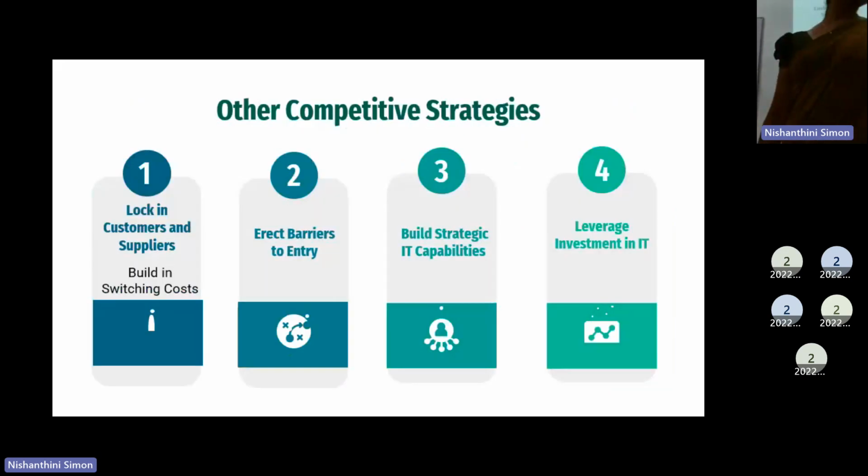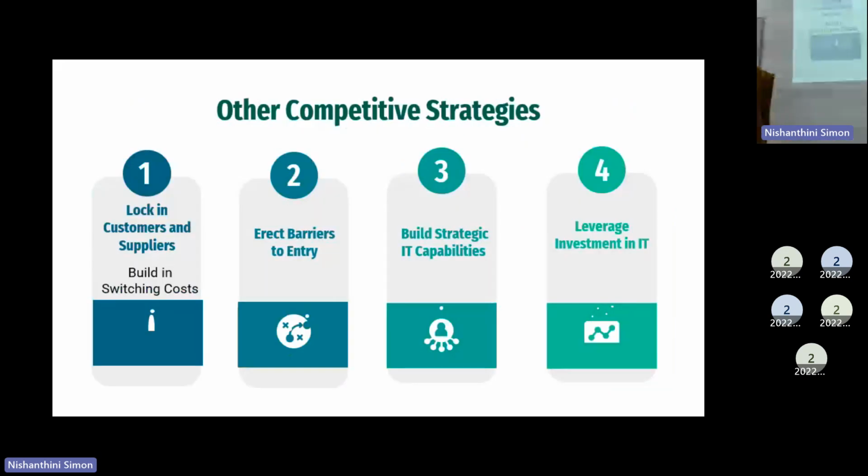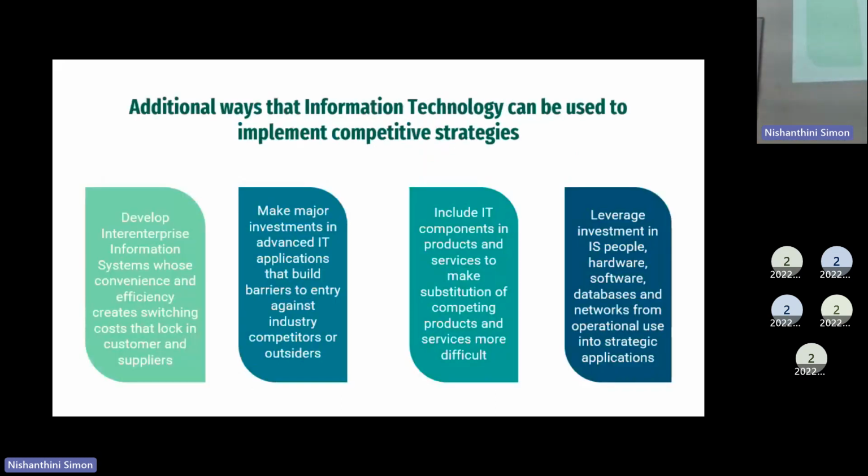Then the other strategy is building strategic IT capabilities. We know almost all organizations are doing this. In all our processes we get the support of IT. It could be in the products, or when we deliver the service, wherever possible, we get the support of IT.